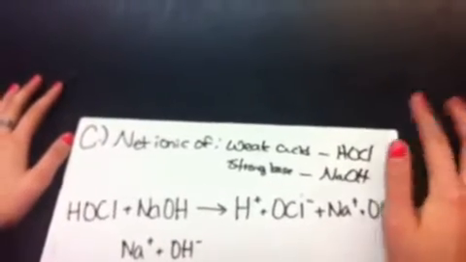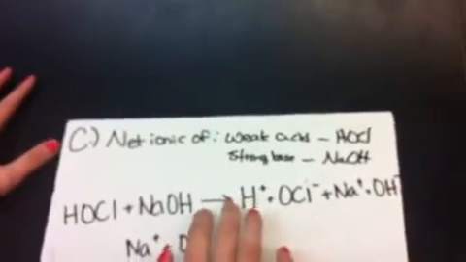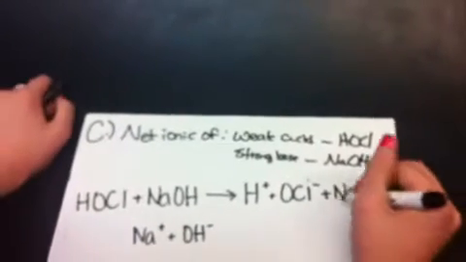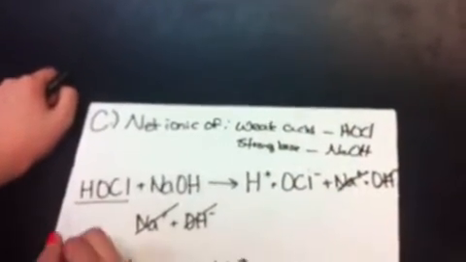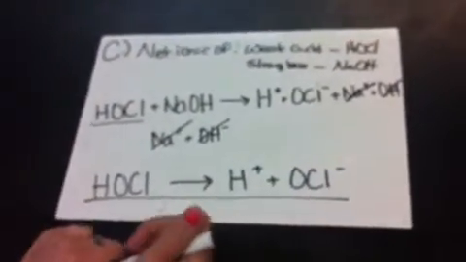So C asks for the net ionic equation of HOCl and NaOH. Well, we know that HOCl is a weak acid and NaOH is a strong base. So strong bases will split up into their ions, but HOCl is a weak acid, so it won't split up. So when you split it up in the equation, you have extra spectator ions because this is alone, so these won't cancel, but these will, leaving you with a result of this in the end for your net ionic equation.